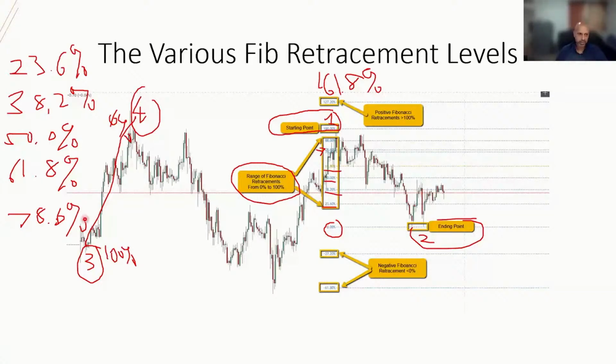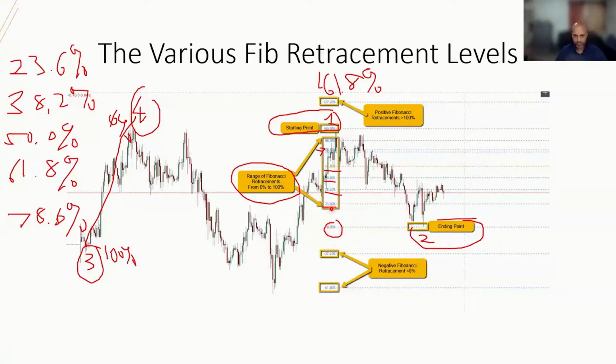Conversely, when we draw the Fibonacci retracement for the uptrend, we start from 100% and go to 0. The subsequent retracement levels highlight our potential support levels, so we get 23.6%, 38.2%, 50%. So for the uptrend, the retracement levels highlight potential support levels, and for the downtrend, they highlight potential resistance levels, okay?